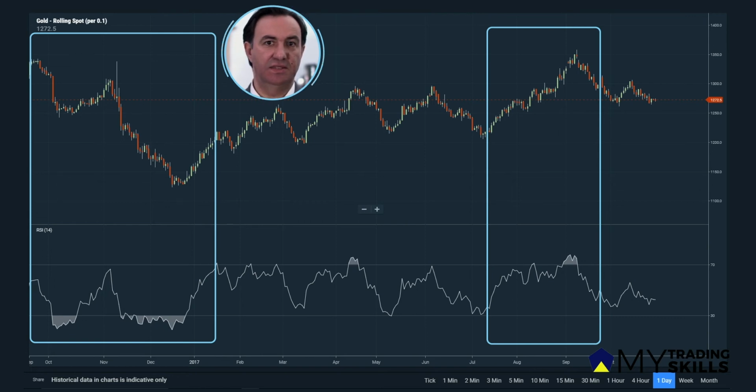Traders take this a step further at times and consider an RSI crossover above 50 as a trigger to buy and a crossover below 50 as a trigger to sell. These are called center line crossovers.